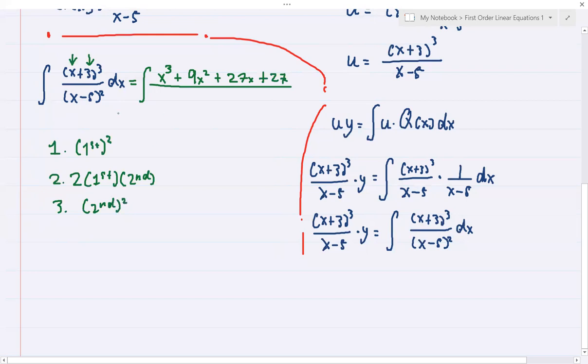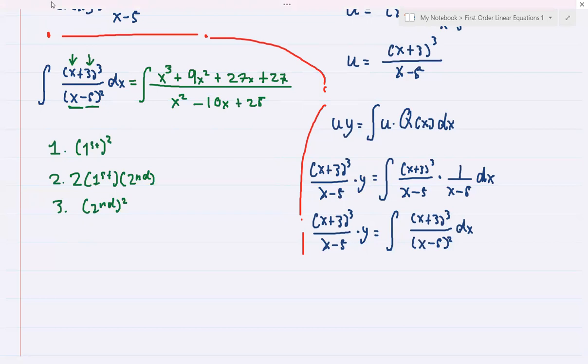Now let's do that. First, square the first term. This is your first term, so this is x squared. Next, 2 times the first term times the second term, negative 5. So 2 times x, 2x, times negative 5, negative 10x. So you'll have negative 10x. And lastly, square the second term. The square of negative 5 is 25. Okay, so that's it.